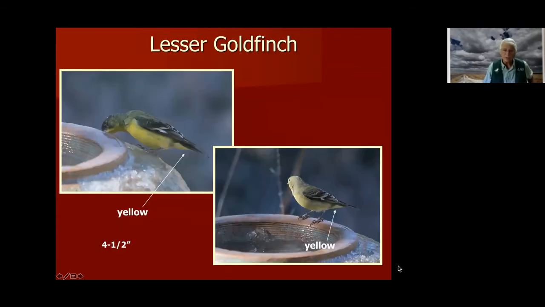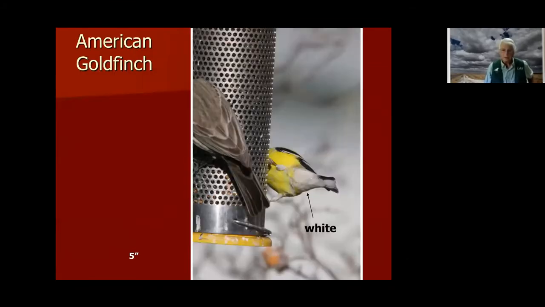Here's two more pictures of lesser goldfinches. Notice the yellow crissum on both of them. Now, here's a white crissum. So if you can only see part of the bird on your finch feeder, just a little bit of yellow, if you see the white crissum, you know it's an American goldfinch.